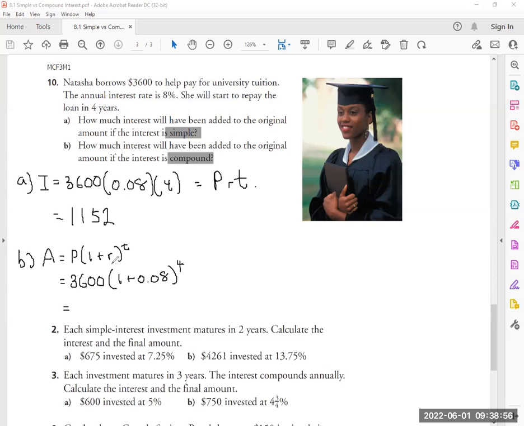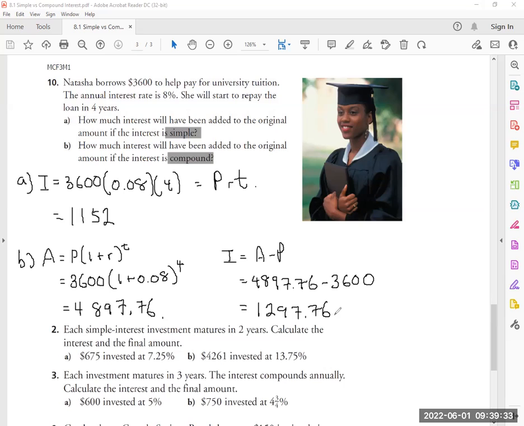We'll just finish off there. So just turn to the last page. Got it? Confirm with me: 4,897 and 76 cents. Now that's not the interest. Please don't be fooled. That's not the interest. I have to calculate the interest because that's actually my final amount. That's how much my 3,600 grew to. So I need to do a subtraction to see what the difference is. This is 1,297.76.